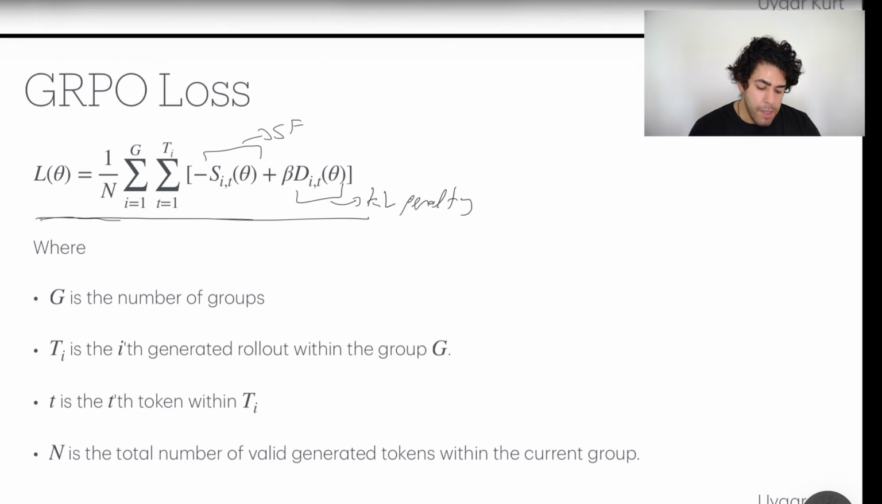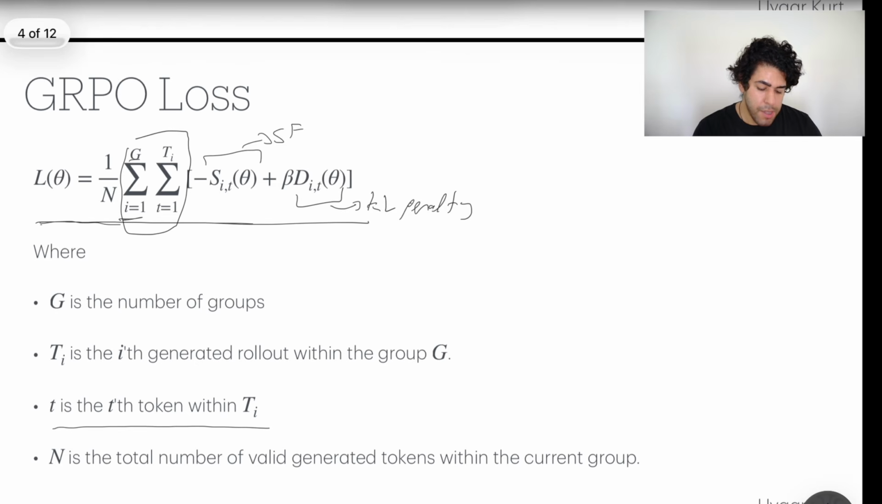What t is here is the t-th token within the generated rollout i, and what G is, is the number of groups. So what these two sums do is that first you iterate through the group, which means you iterate through the rollouts, and then you iterate through each rollout.